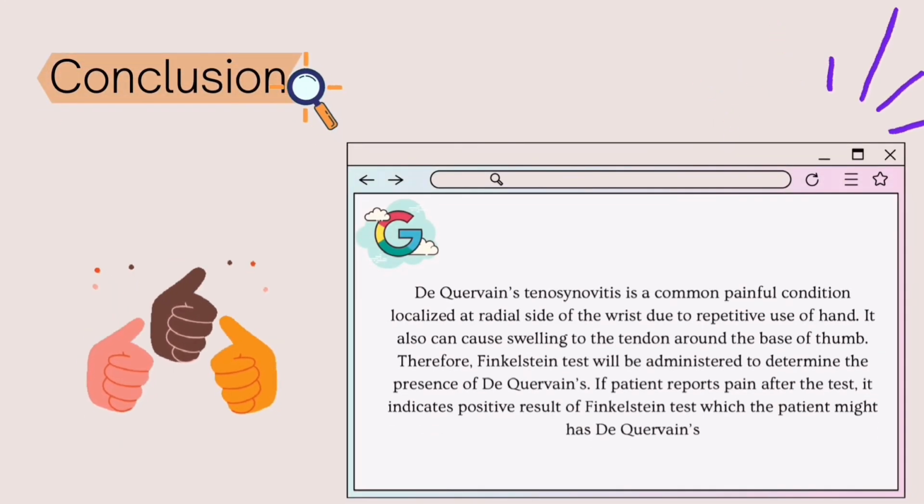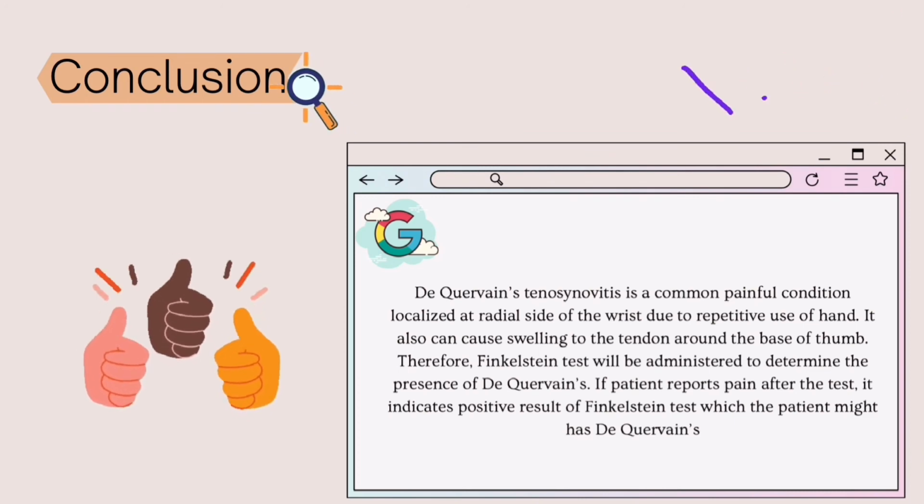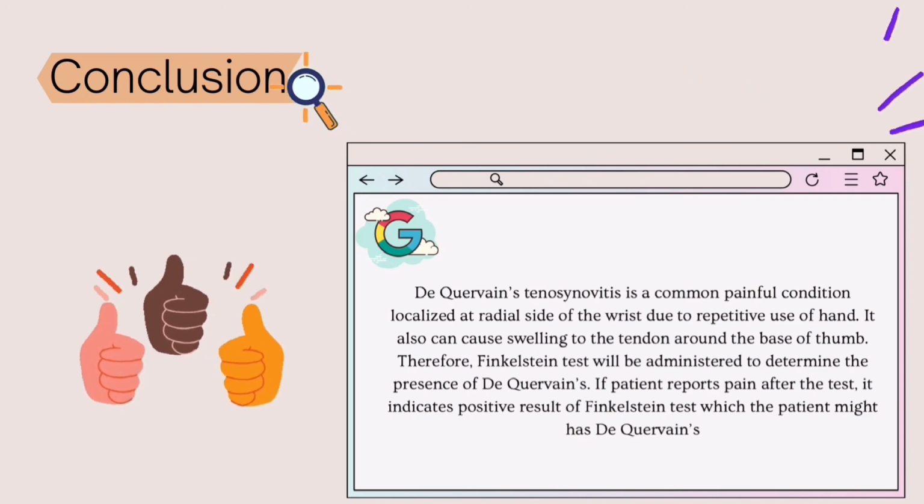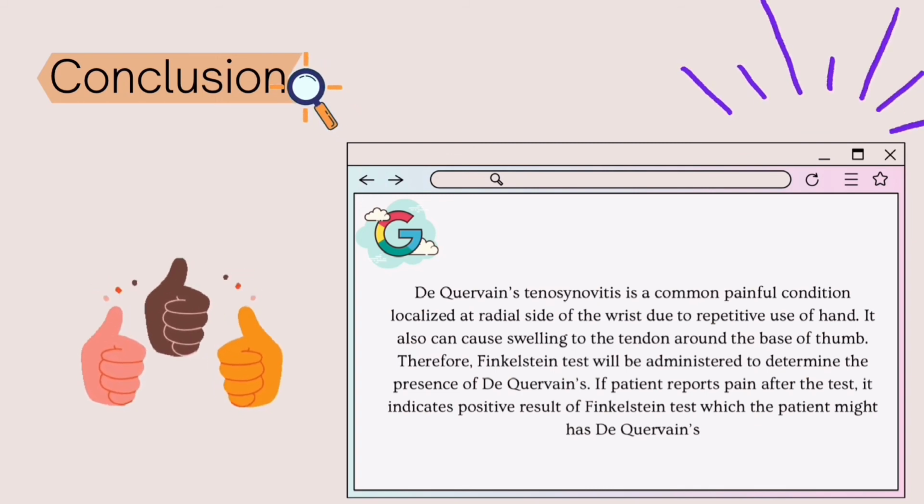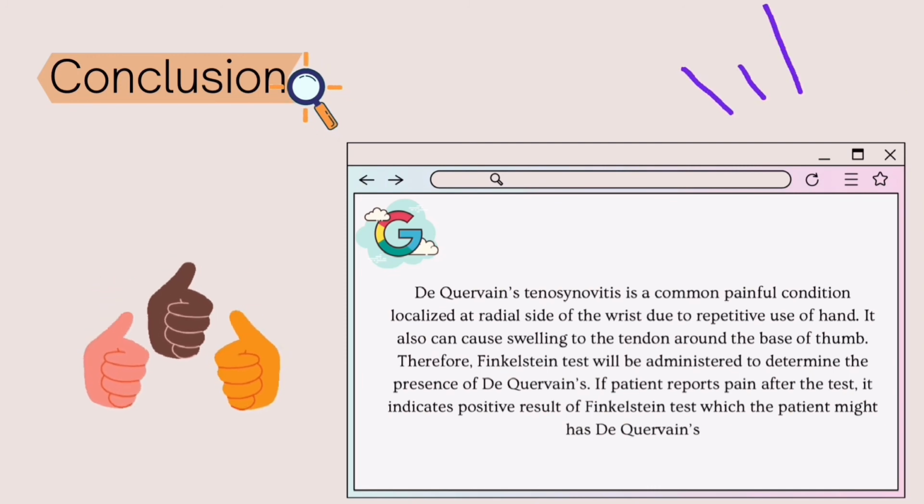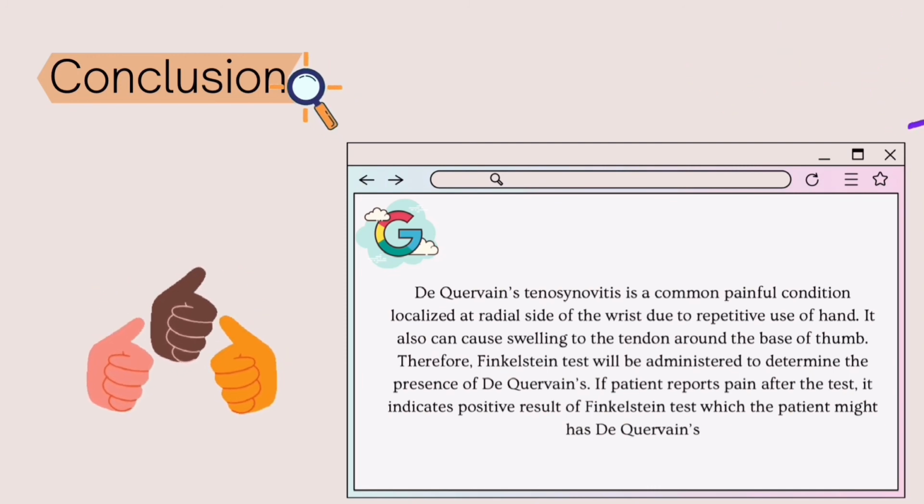In conclusion, De Quervain tenosynovitis is a common painful condition that localizes at the radial side of the wrist due to repetitive use of the hand. It can also cause swelling of the tendon around the base of the thumb. Therefore, Finkelstein test will be administered to determine the presence of De Quervain. If the patient reports pain after the test, it indicates a positive result of Finkelstein test, which means the patient might have De Quervain.